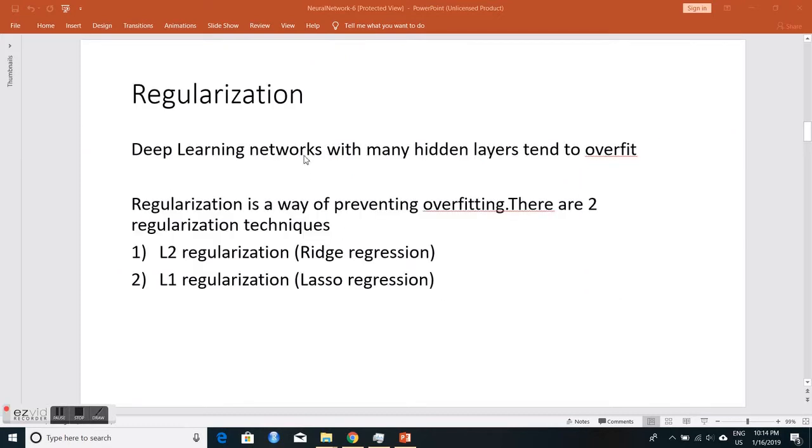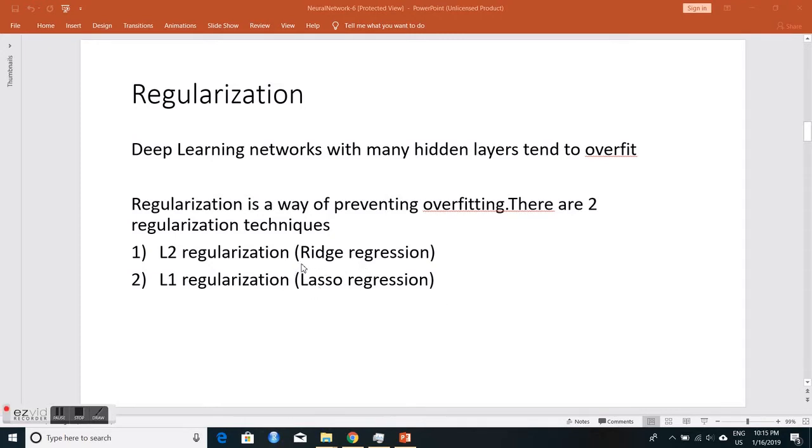Typically, deep learning networks with many hidden layers tend to overfit; that is, they perform well on the training set, but do not perform very well on the test or validation set. So there is a need to minimize this overfitting, and there are two techniques used to do so. The first is the regularization technique, and there are two regularization techniques. The first is known as L2 regularization, which in machine learning is also known as ridge regression. The second is L1 regularization, which in machine learning terminology is also known as lasso regression.